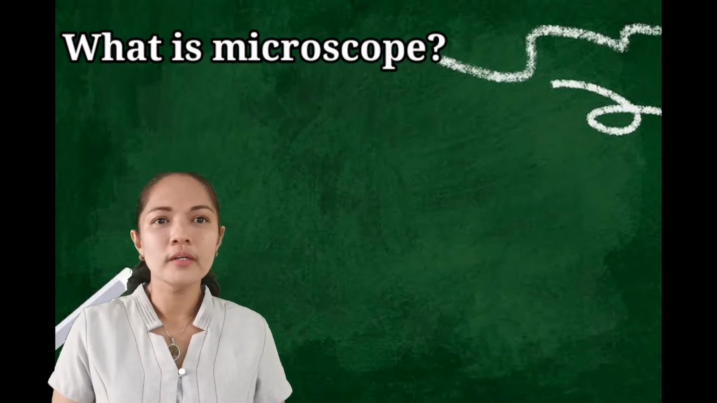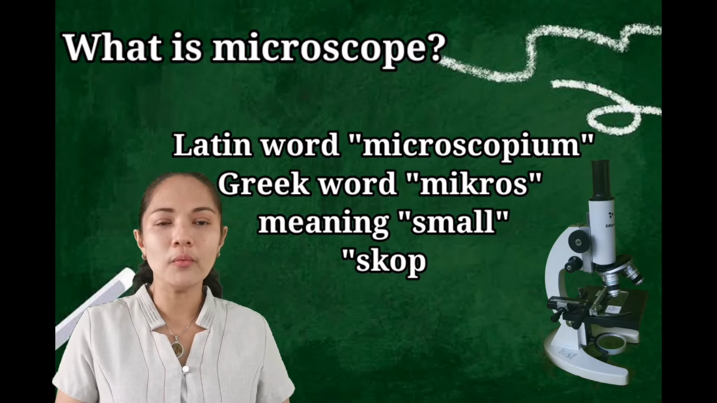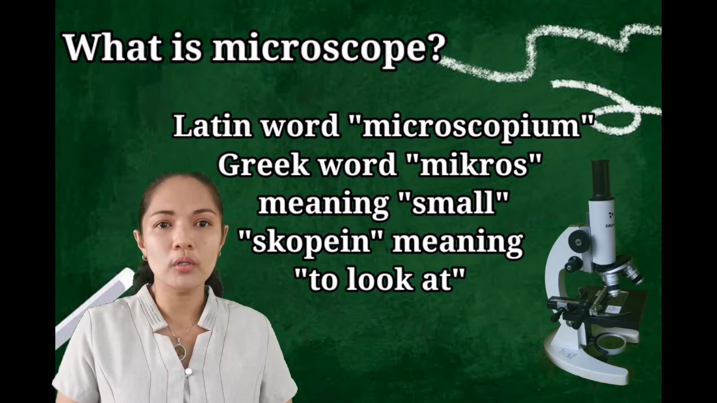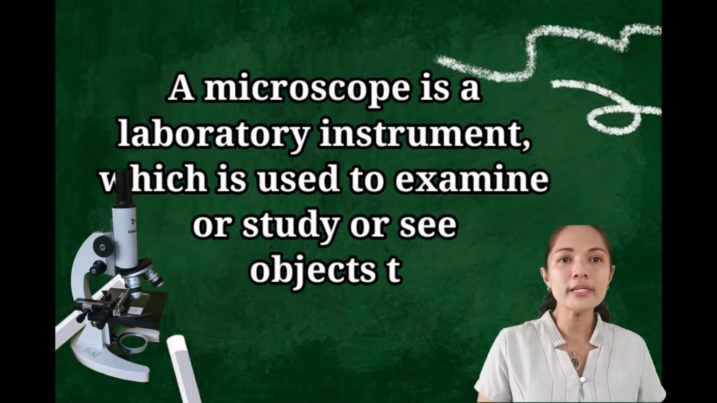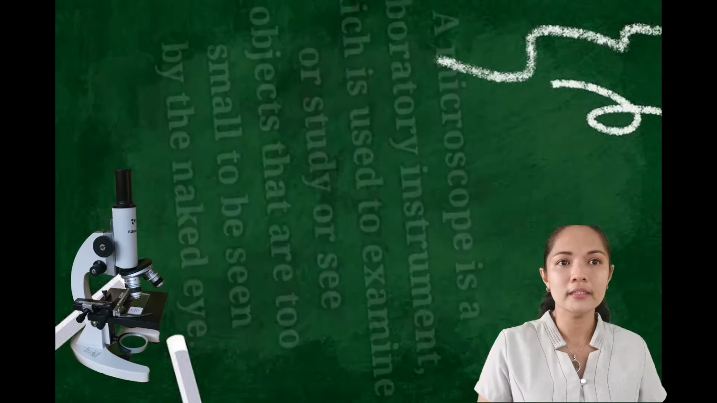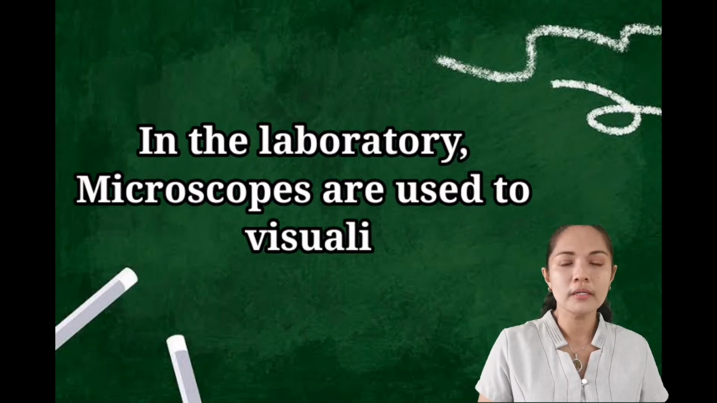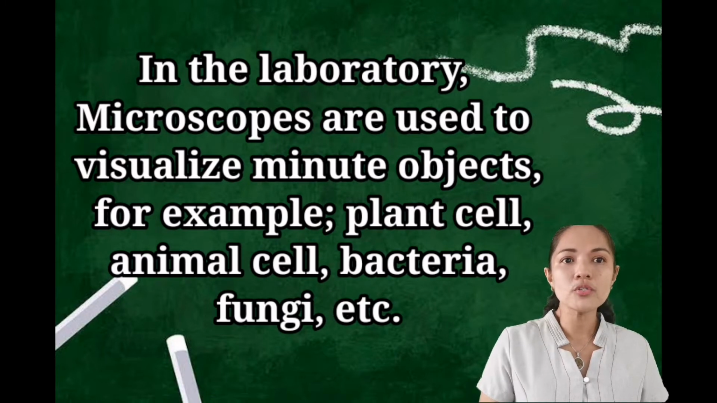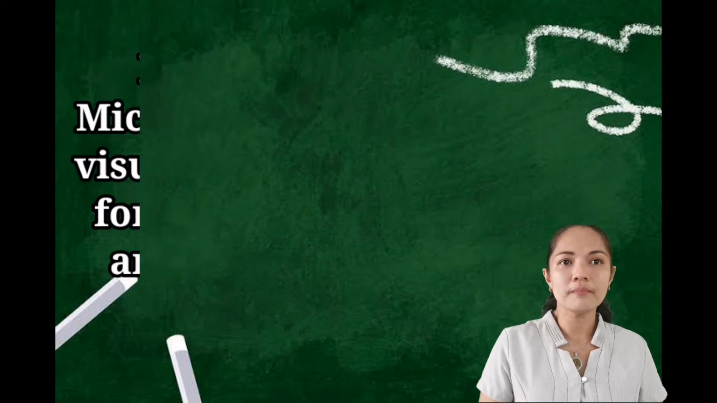What is a microscope? The word microscope comes from the Latin microscopium, which is derived from the Greek word micros, meaning small, and scoping, meaning to look at. A microscope is a laboratory instrument used to examine or study objects that are too small to be seen by the naked eye. A microscope is an instrument used to magnify small objects. In the laboratory, microscopes are used to visualize minute objects such as plant cells, animal cells, bacteria, fungi, and other objects.